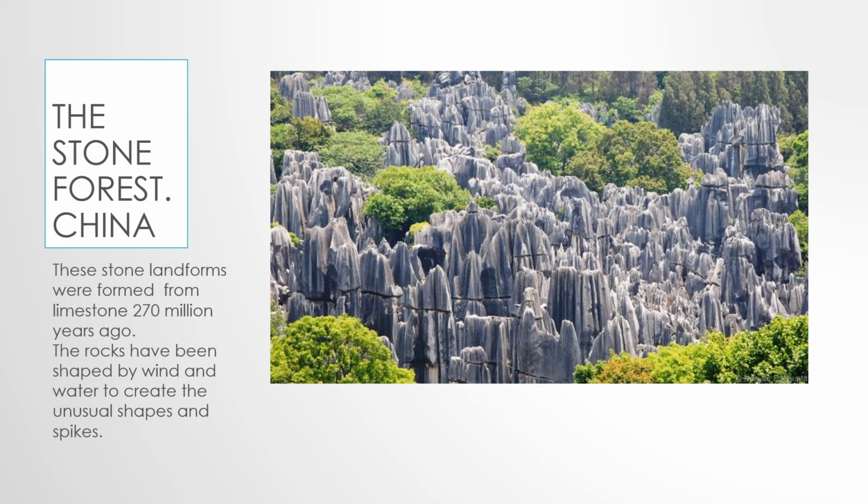Okay, over the next few slides, we're going to go through the answers for the matching task and see how the landform was shaped. So the first one here, like I discussed in task 1, this is the stone forest in China. These stone landforms were formed from limestone 270 million years ago. The rocks have been shaped by wind and water to create the unusual shapes and spikes. Over millions of years it has taken to create all of these shapes and spikes.